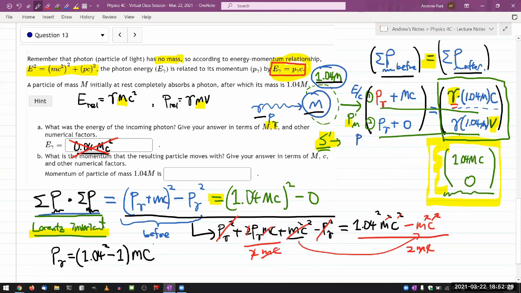So if you want energy from here, you would multiply by c. So the answer for part A would be 1.04 squared minus 1 times Mc squared. Use capital M, don't use lowercase m. And the momentum that the resulting particle moves with, that should be the same as the photon momentum. So that would be this thing divided by c. So just the 1.04 squared minus 1 Mc.